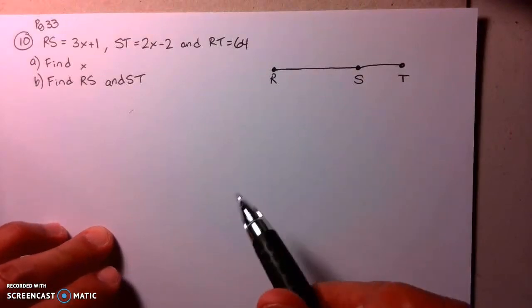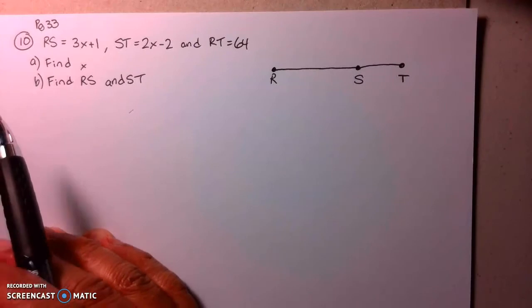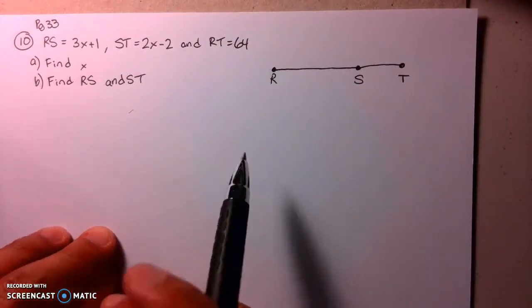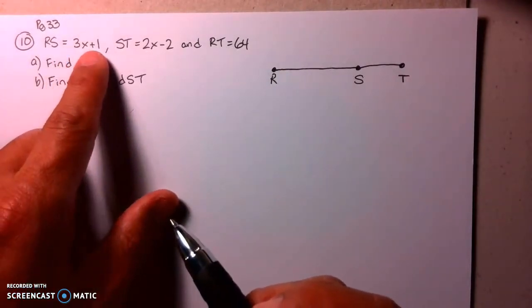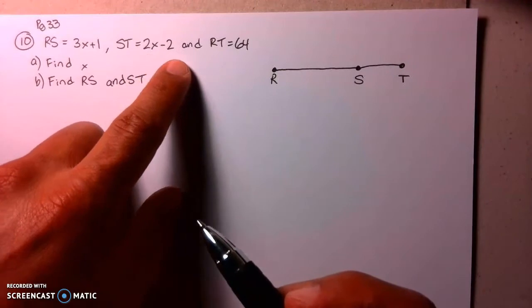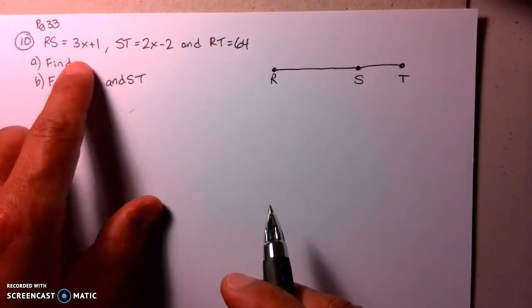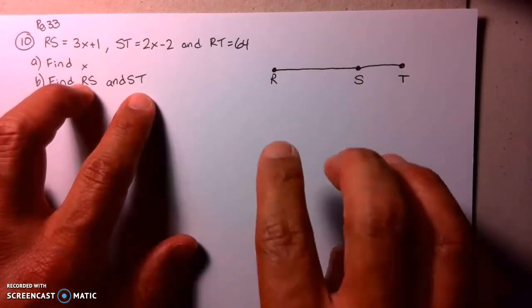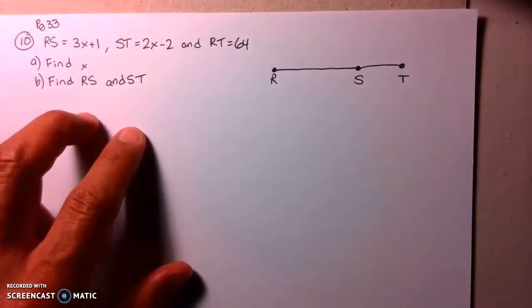Okay, we're going to go over a few problems here from page 33 in the textbook. I'm going to start with number 10 here. This is a basic geometry question. It says in the book, RS is 3x plus 1, ST is 2x minus 2, RT is 64. They want you to first figure out the value of x and then figure out how far is RS and ST. A lot of gobbledygook. They also give you a little picture, which is basically just a line.